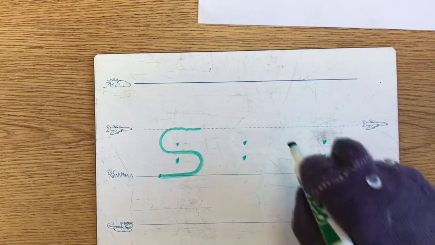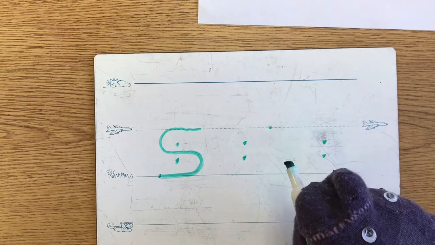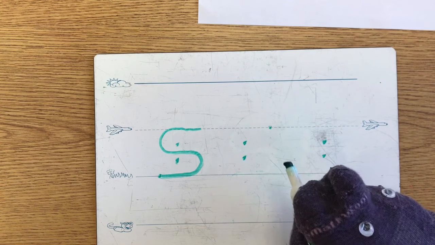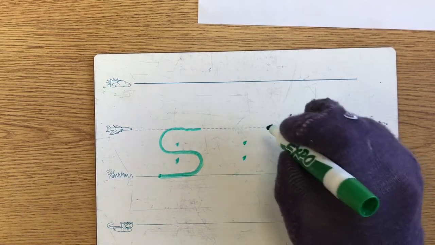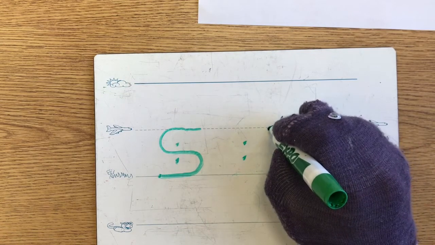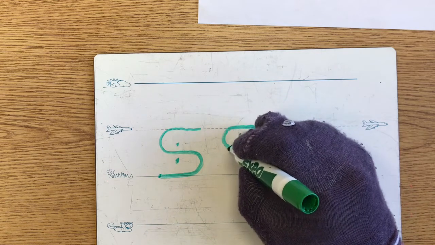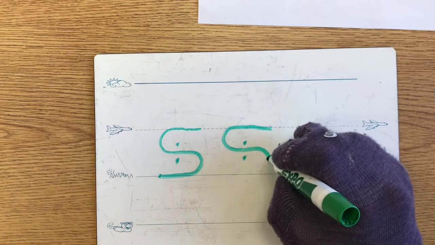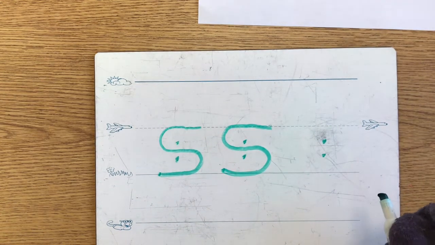Okay, let's do that again. Start at the plane line. Remember, the letter S is a small letter. That means we start at the plane line and we end on the grass line. Here we go. Fly on the plane line, curve down around that first cone, and then go back around that second cone. Nice job. Okay, we got one more to do.